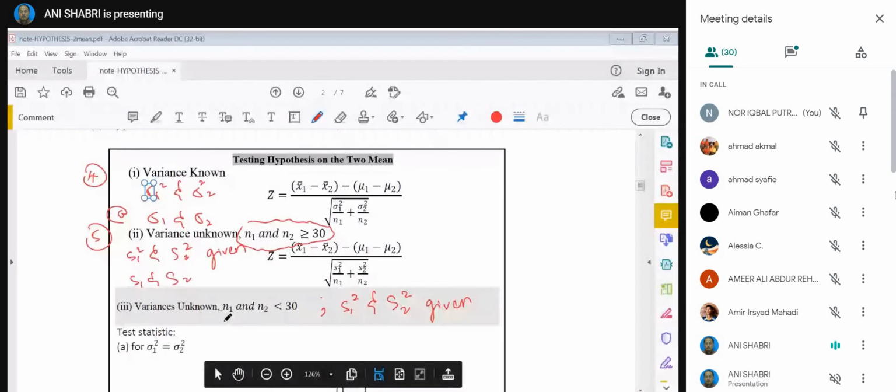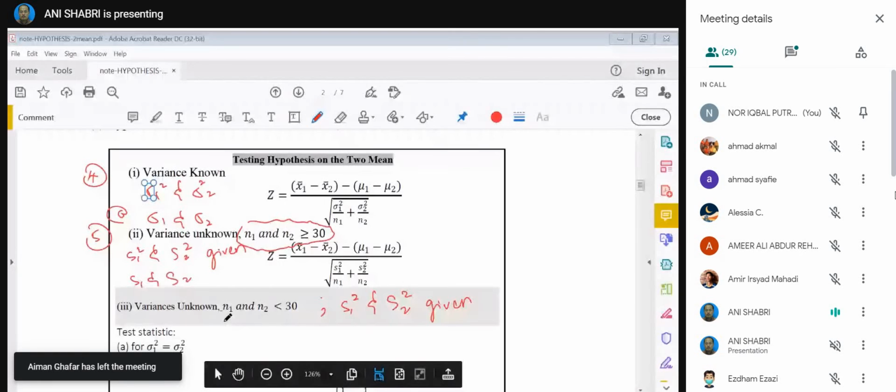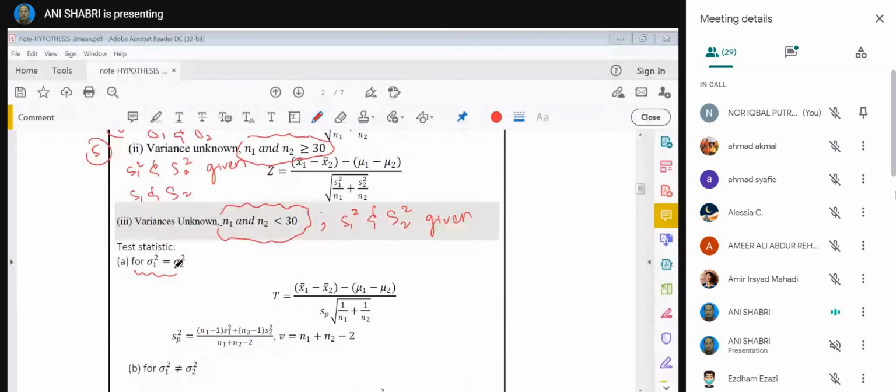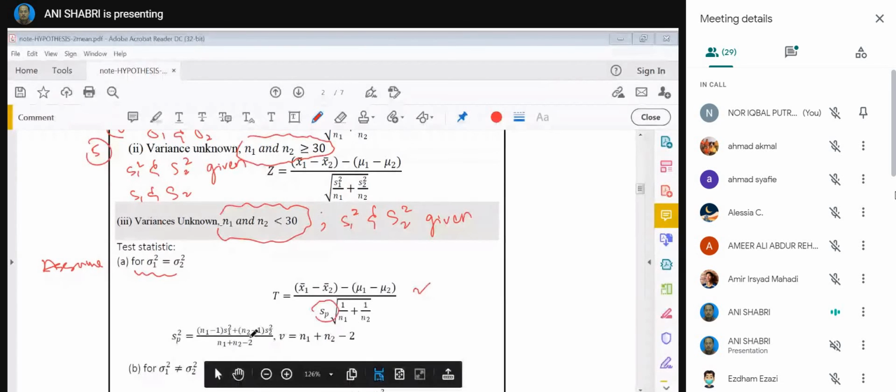For this condition we must have two cases. First, assume the population variance 1 is equal to the population variance 2. You must use a formula with Sp, the pooled variance, the combined variance.